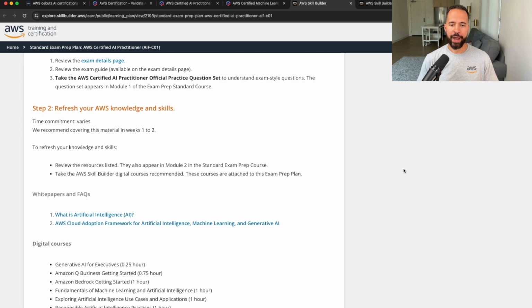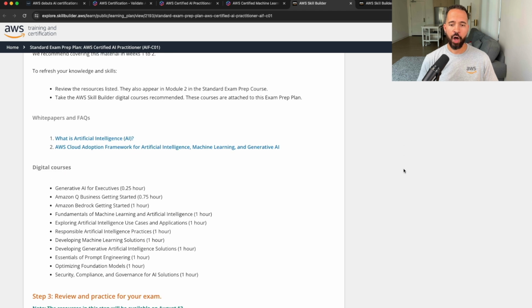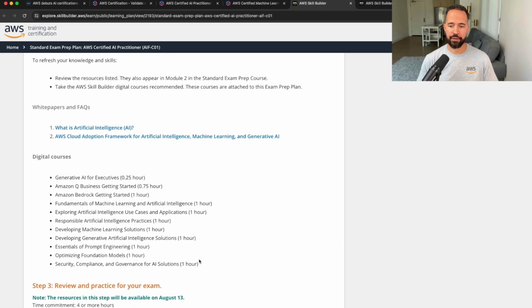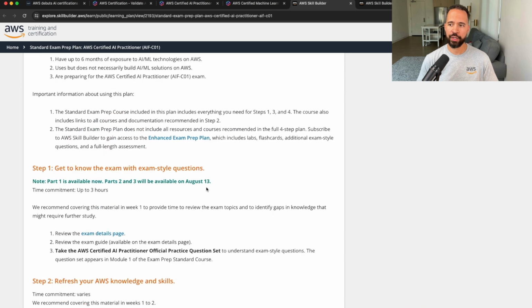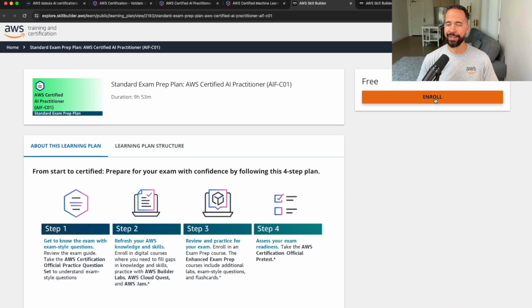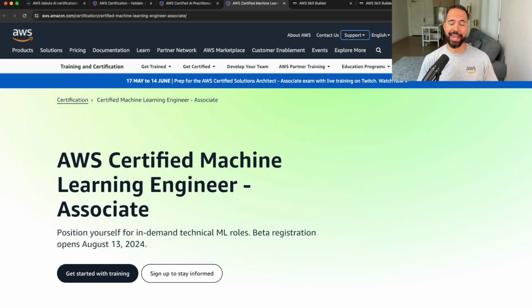We have white papers and frequently asked questions, such as what is artificial intelligence? Definitely a worthwhile read. And another worthwhile read is AWS Cloud Adoption Framework for Artificial Intelligence, Machine Learning, and Generative AI. Now, also, there are a ton of digital courses that are offered right here. Keep in mind, they're all free, and you can scroll right up here, click on Enroll, and get started with these right now.